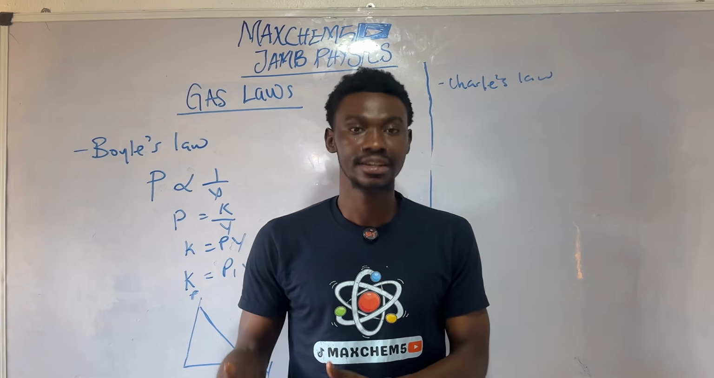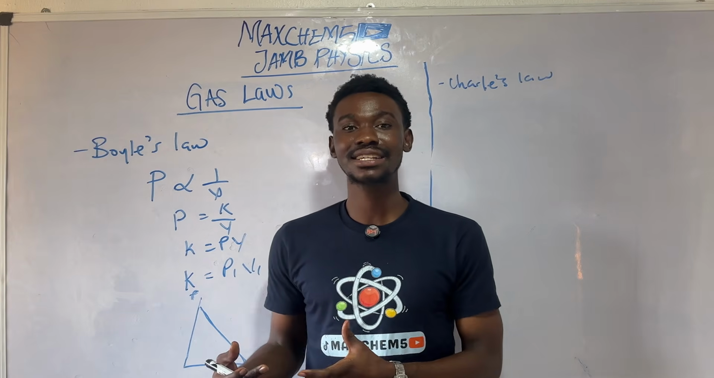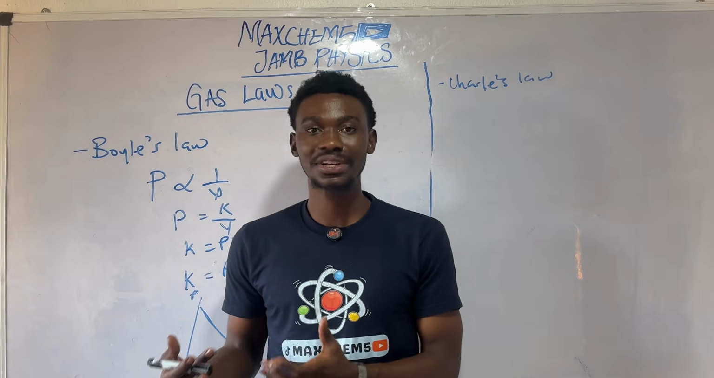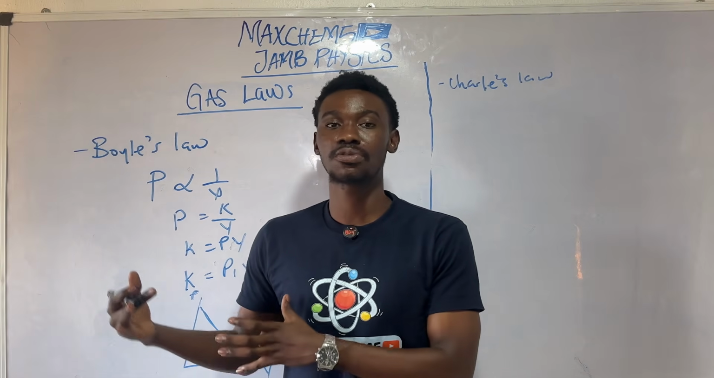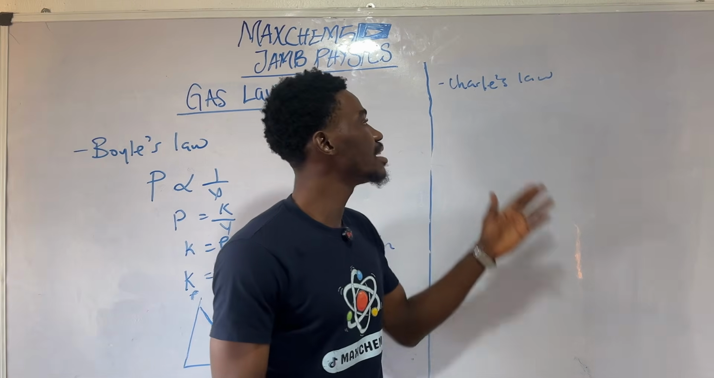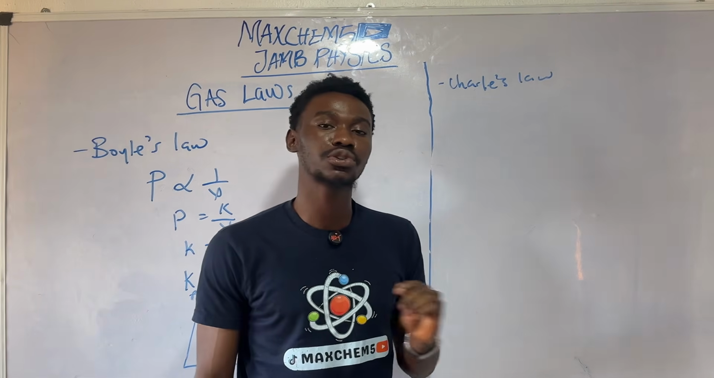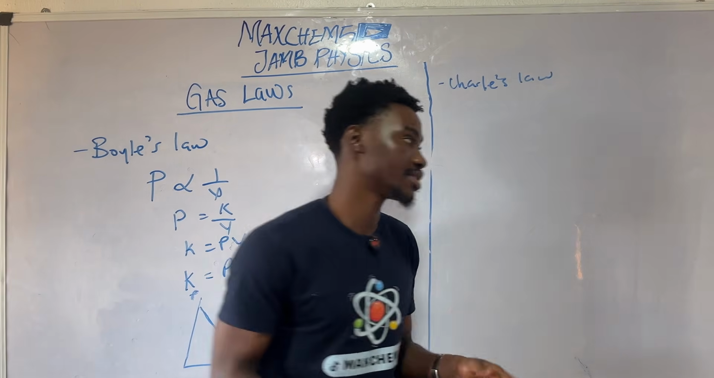Let me say it again. Charles' law states that for a given mass of gas, an increase in temperature would lead to an increase in volume for a given mass of gas, provided that pressure remains constant. That means the volume is directly proportional to the temperature of that gas and vice versa.